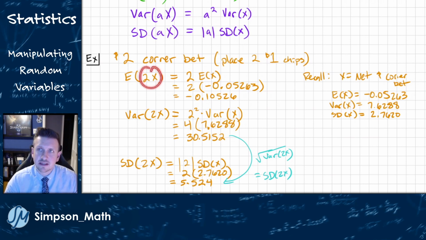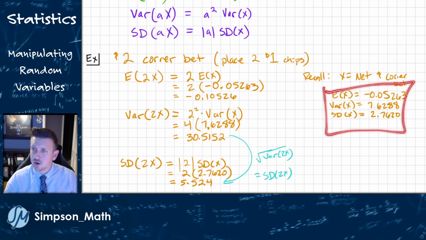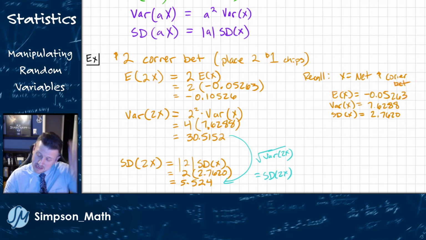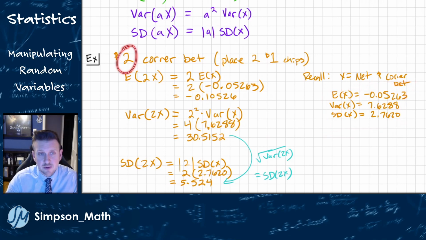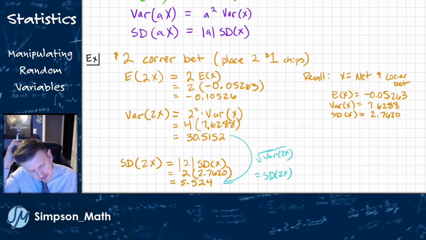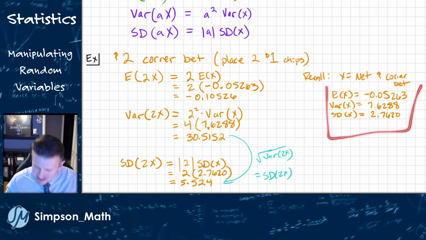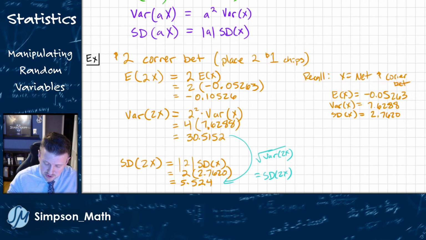The reason why we might do this is, I've already worked hard to figure out the expected value, the variance, and the standard deviation of x, if x is my corner bet, in a $1 corner bet. But now I want to know what happens if I put $2 on it. How much change should we expect? I already have these numbers, and I don't want to have to redo the math for that. So I can just follow the formulas we just did.